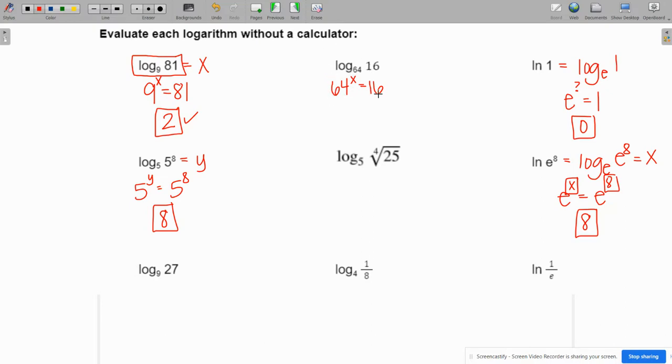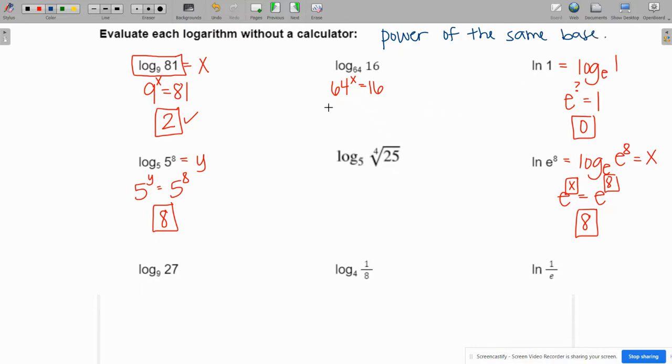When you can't figure this out just by looking at it, like in this case, I knew 9 squared was 81. That's something we know off the top of our head. What you want to do then is rewrite both sides of the equation as powers with the same base. Powers of the same base.